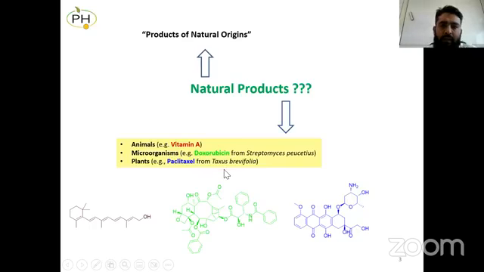Another one is doxorubicin. It's a well-known anti-cancer drug which is obtained from a bacteria, and this complex, beautiful structure, if we synthesize it in the lab, takes a lot of patience and a lot of effort. And the other one, paclitaxel, which is also known as Taxol, is obtained from the Taxus brevifolia plant.